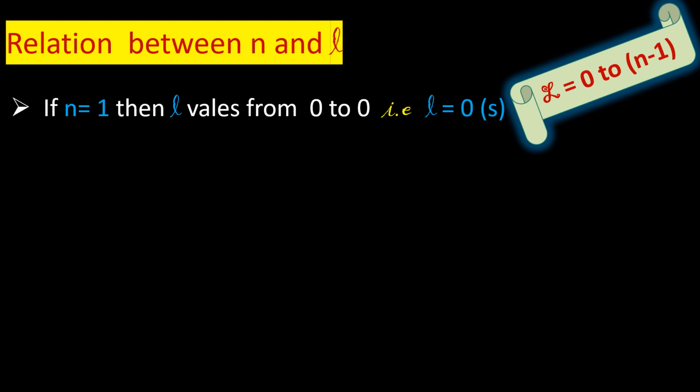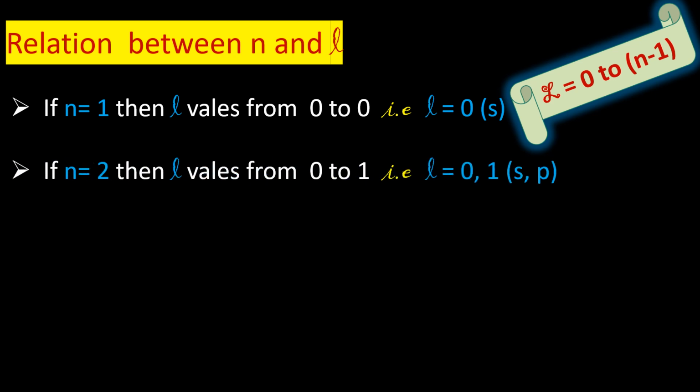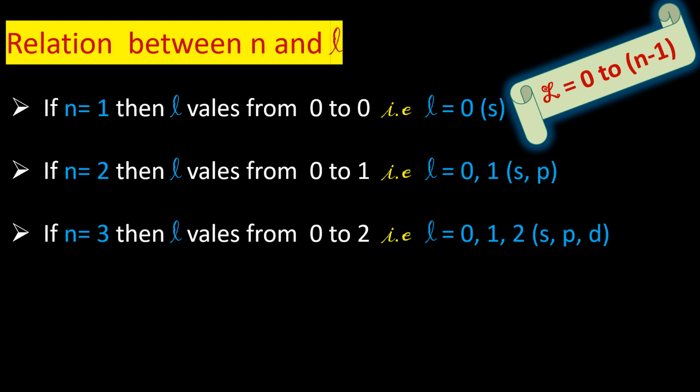That means the relation between n and l is that l equals 0 to n minus 1. Based on this, let us see. If n equals 1, then l will have only one value, that is l equals 0. 0 refers to the s orbital. Now, if n equals 2, l values go from 0 to 1, that is s, p. So l equals 0 stands for the s orbital, l equals 1 stands for the p orbital. Now if n equals 3, l values go from 0 to 2, that is 0, 1, 2. 0 stands for s and 1 stands for p and 2 stands for d.